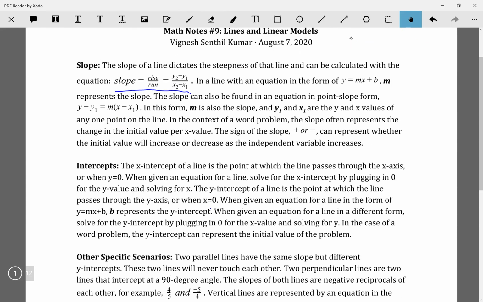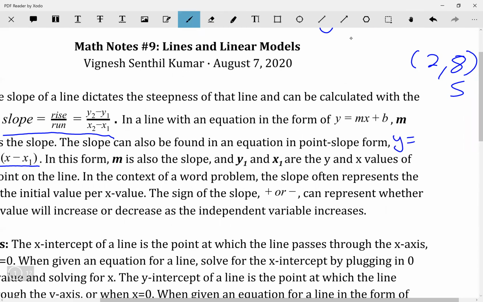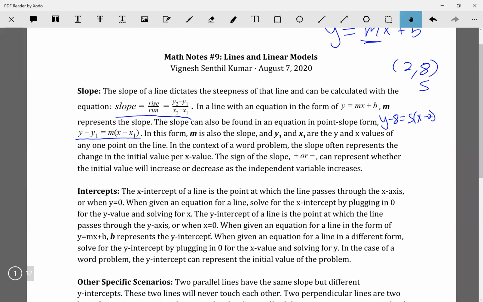You can also have point slope form, which is y minus y1 equals m times x minus x1. So let's say you had a point (2, 8) and the slope is 5. In this case, it would be y minus 8 equals 5 times x minus 2. So that's basically what point slope form is. You use a slope and a point to write the equation.